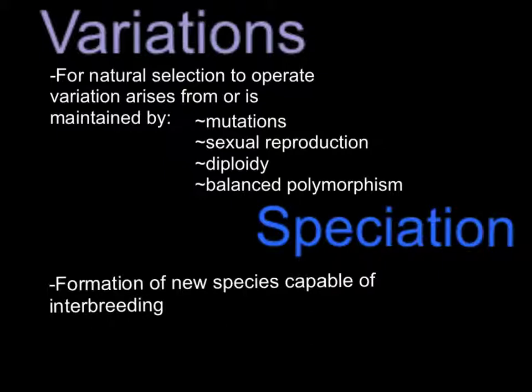Variations are for natural selection to help operate, and they arise from or are maintained by the following: mutations, sexual reproduction, diploidy, and balanced polymorphism. Then we have speciation, which is the formation of new species capable of interbreeding.